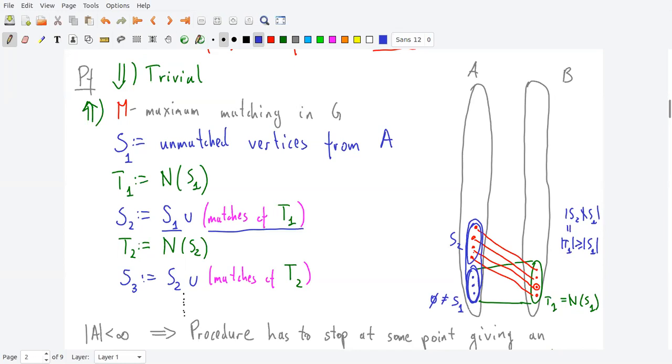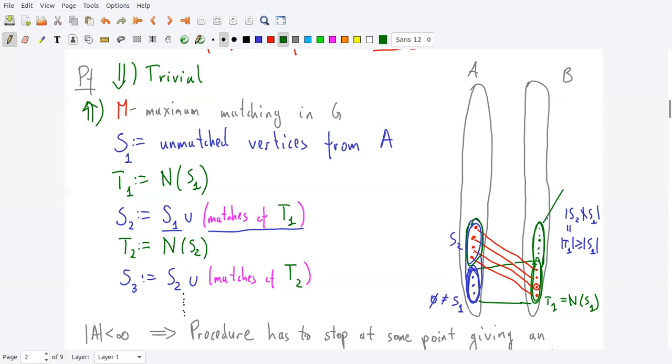Right. So now we've got S1, S2, which is S1 plus the matches. And these vertices also have some neighborhood. This neighborhood definitely needs to contain some new vertices, because it must be of size at least the size of S2. However, the size of this part of S2 was the same as the size of the previous neighborhood. So here I have at least as many new neighbors of S2 compared to S1 as the size of S1. S1 was non-empty, so I have some new neighbors here.